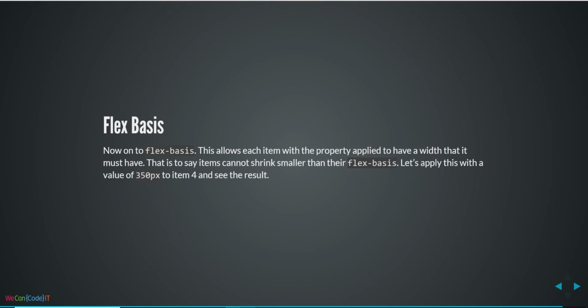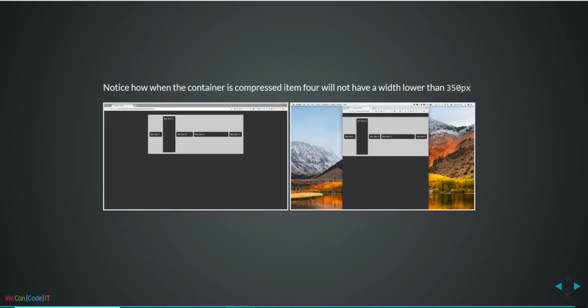So we're going to see that in action by setting the flex basis value of flex item 4 to 350 pixels. So you'll notice we have the full screen example here, and we have flex item 4 taking up 350 pixels. Notice when we compress the screen, there's no more extra space inside of these other elements here, but flex item 4 is still going to be 350 pixels wide.